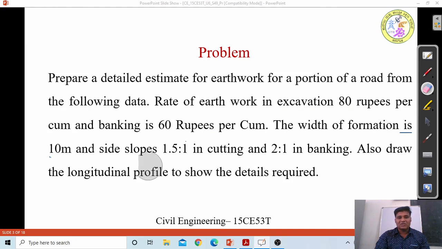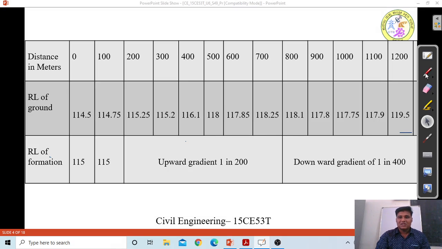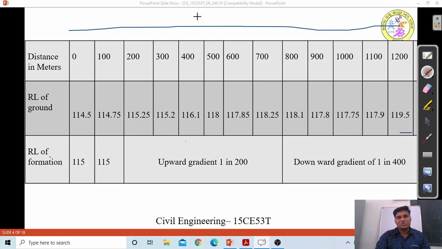Also, he is asking to prepare an abstract, and I have to draw the longitudinal profile of the road based on the given data. The given data includes the total length of the road. The length of the road is 1200 meters.